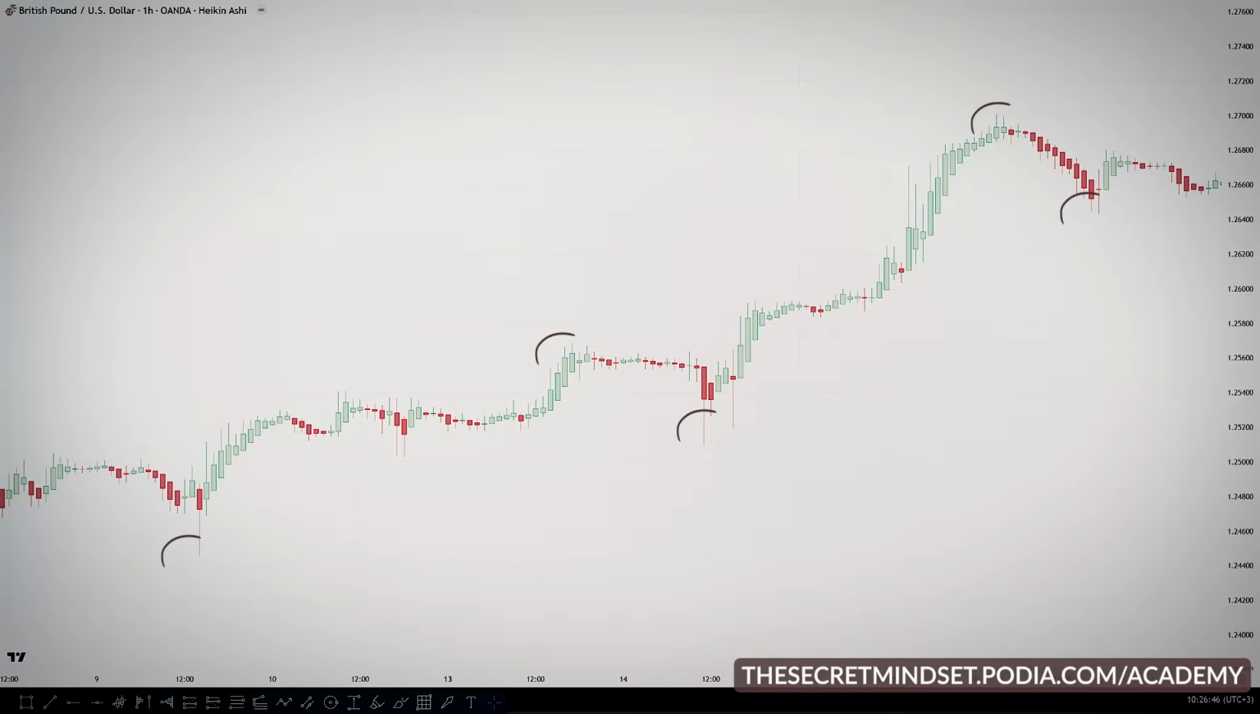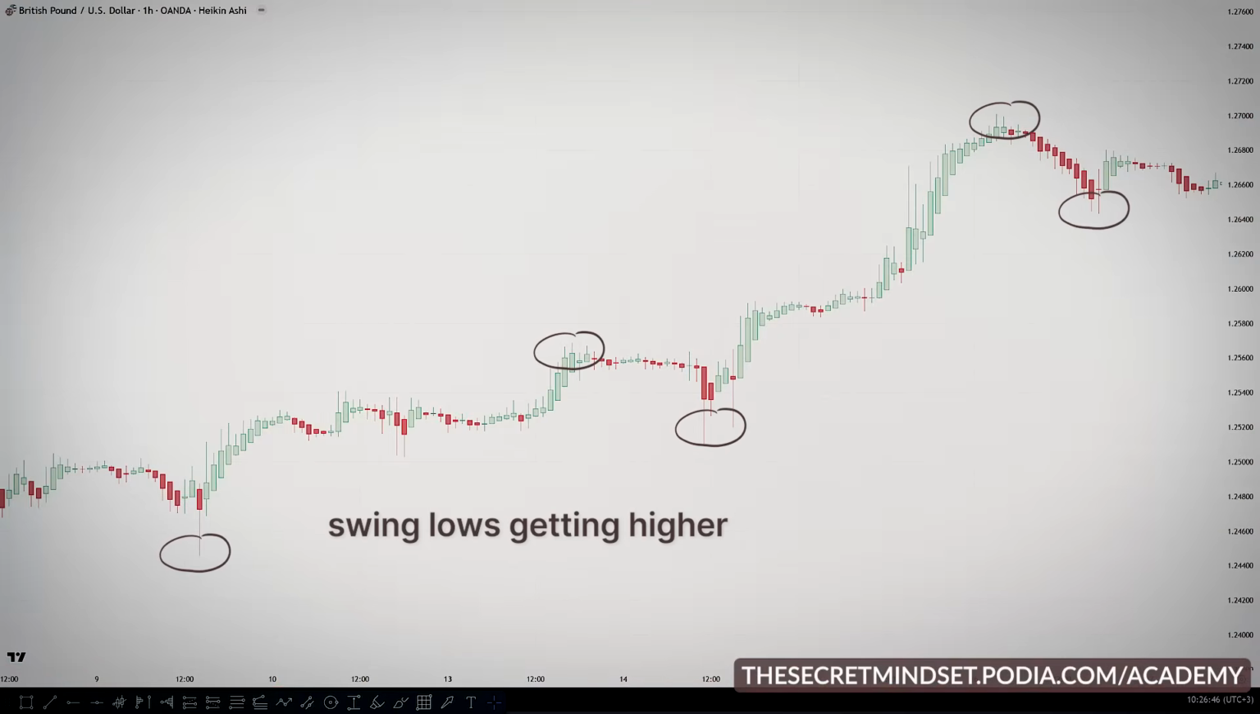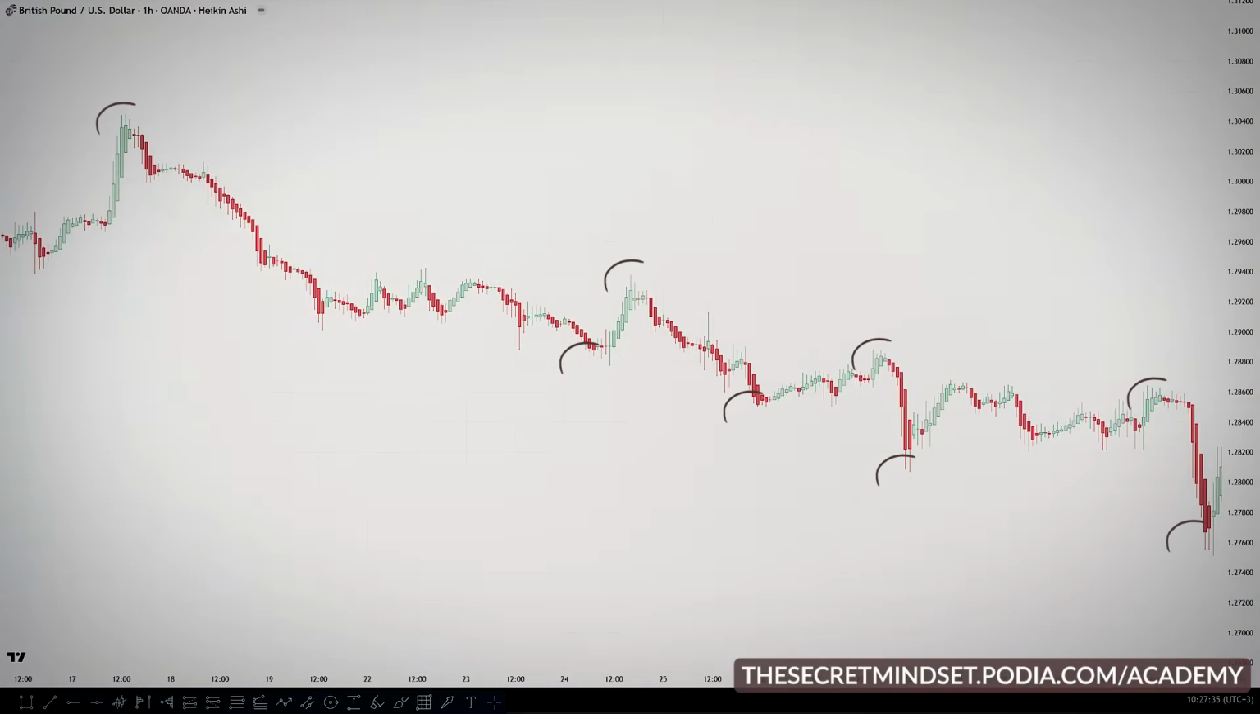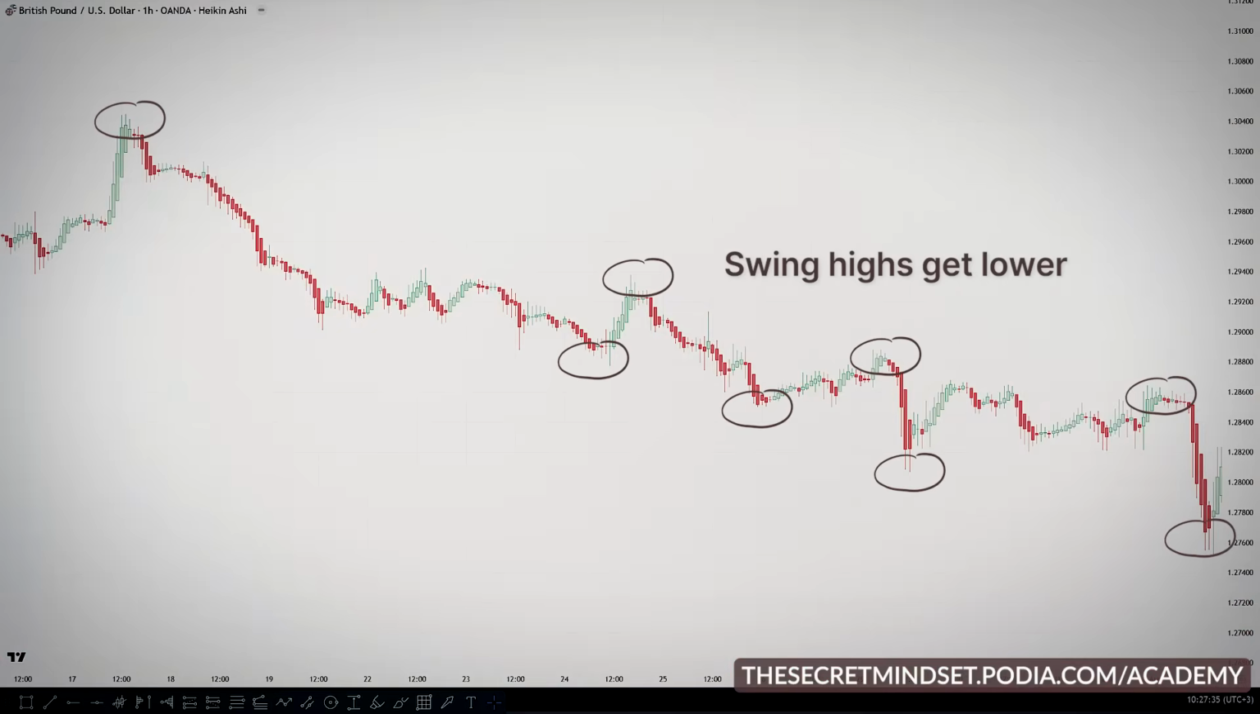In an uptrend, you'll see swing lows getting higher over time. Each new low is higher than the last. Buyers are getting stronger. At the same time, swing highs are also rising. Each new high is higher than the one before. In a downtrend, it's the opposite. Swing highs get lower over time. Each new high is lower than the last. Sellers are in control. Swing lows also keep getting lower.